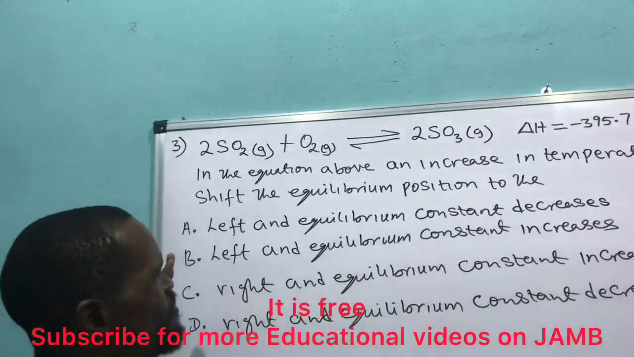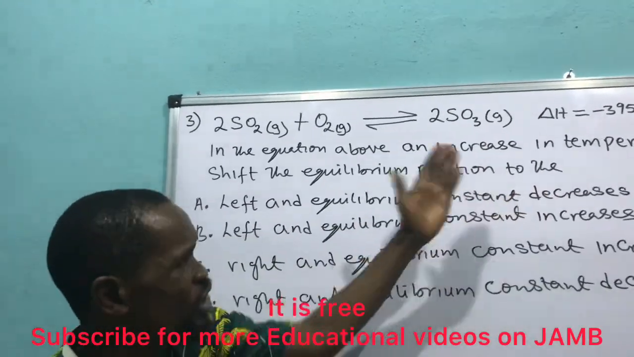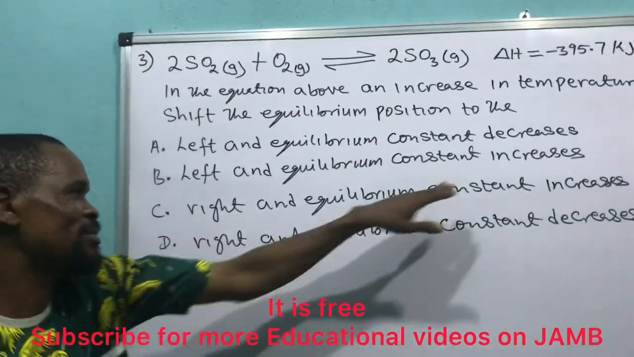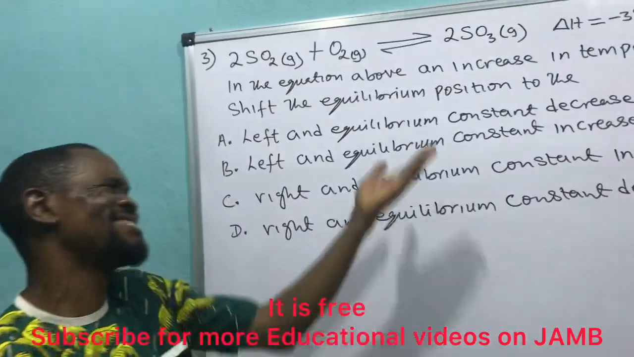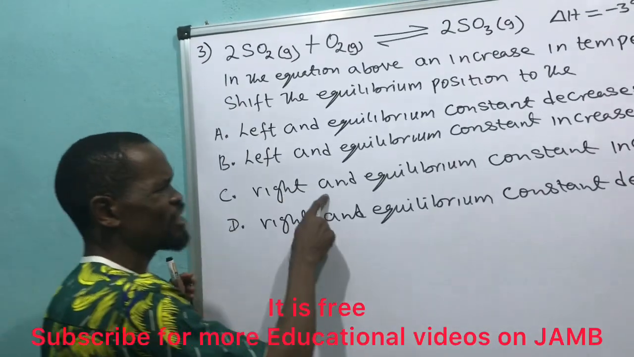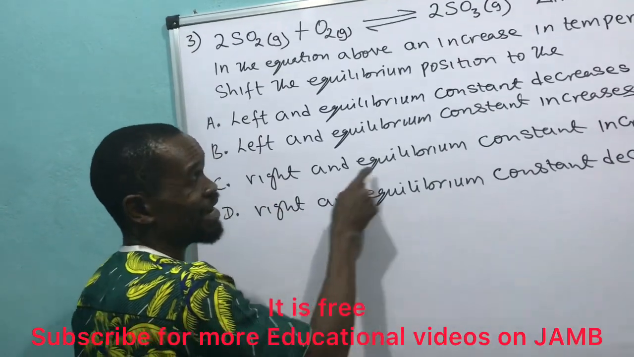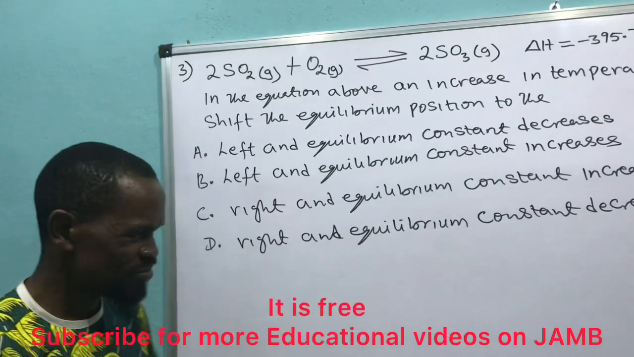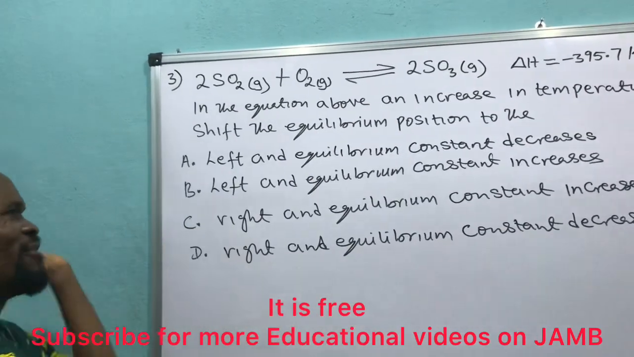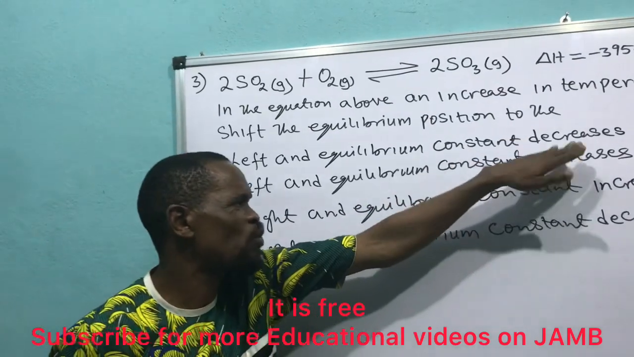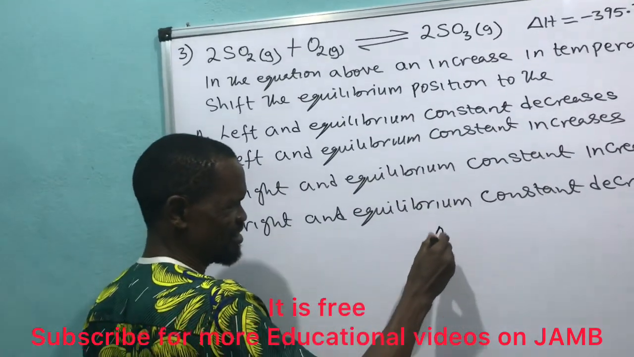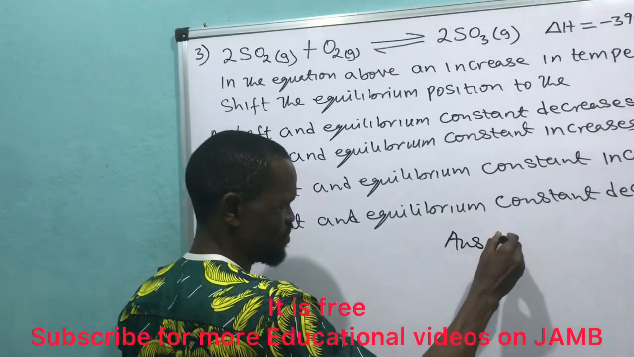No. You can't be heating something to go for product. Instead of going to product, it's going backward to reactant, and you will be classifying it as increasing? No, it's decreasing. So now, right, it will go to the right, and they... No, this one is off. I get what I'm saying? This one is off. This one will go to the left, and the equilibrium constant will decrease. Our answer, the option of our answer becomes A.